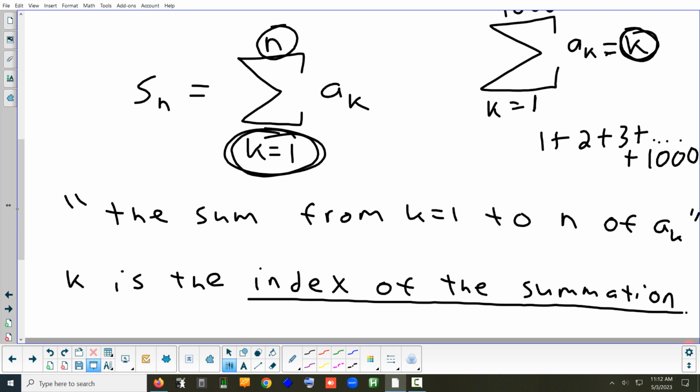And the index has to be set equal to a number. Generally you start at 1, but you don't have to. You can start at 0. That comes up sometimes. Or you could start at 2. You might think, well, wait, I thought you said sequences didn't have a 0th term. Well, this doesn't represent necessarily a term. It's a number you're plugging in to get a term. Okay?